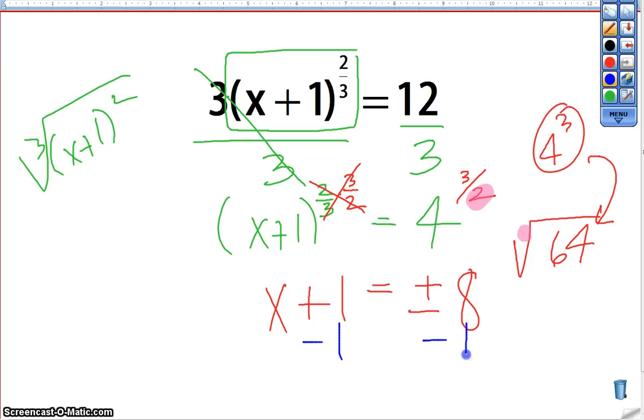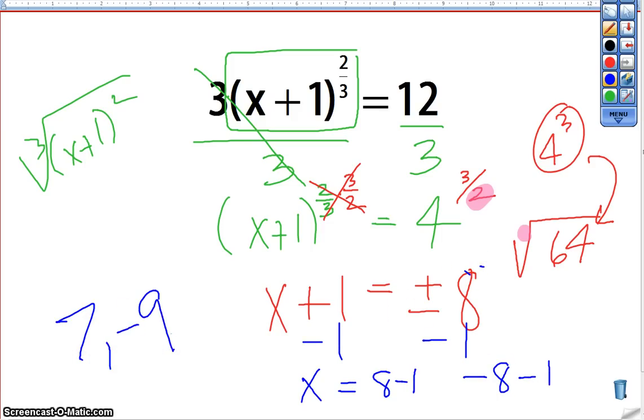Minus 1 from both sides. So my two answers are going to be 8 minus 1, which is 7, and negative 8 minus 1, here's my negative 8, which is negative 9. And as always, put them back in and check them and see if you get them right.